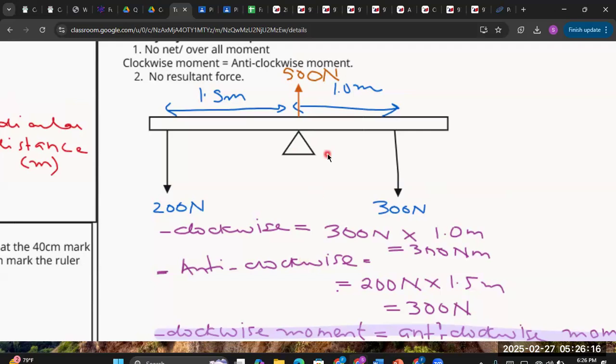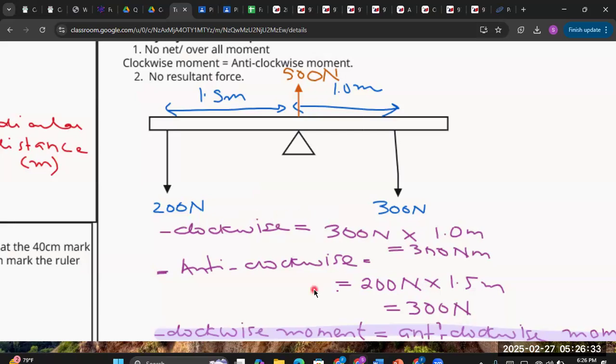Now you might be looking at this and wondering, okay, miss, but then you said that there needs to be no resultant moment. So there is no resultant moment. But you also said there should be no resultant force. But over here, we do have a resultant force. It's 500 newtons acting downwards.